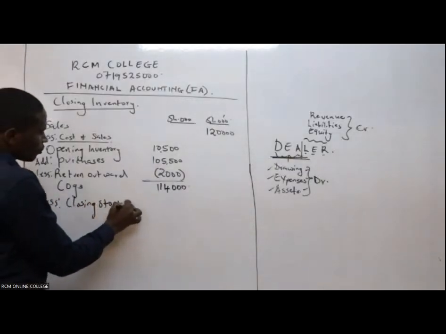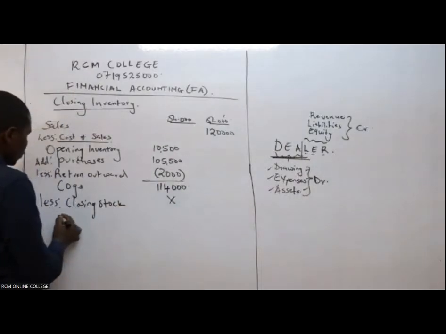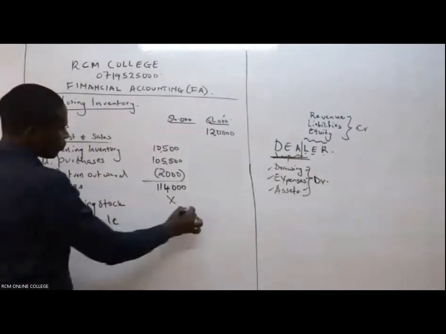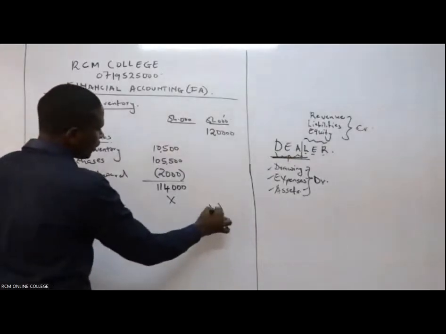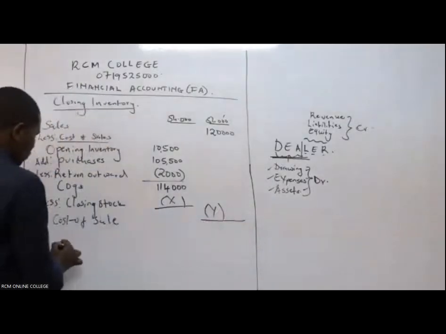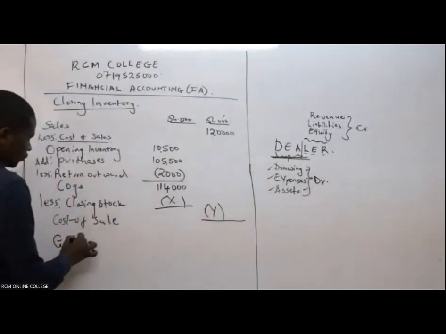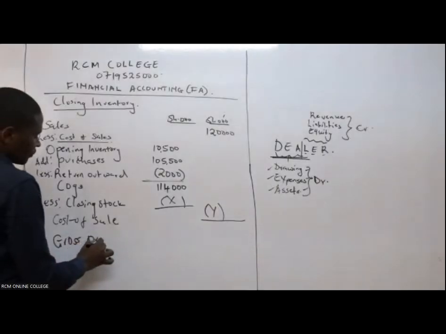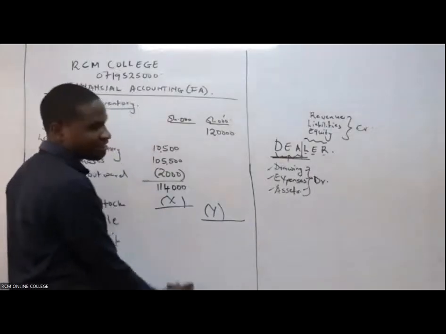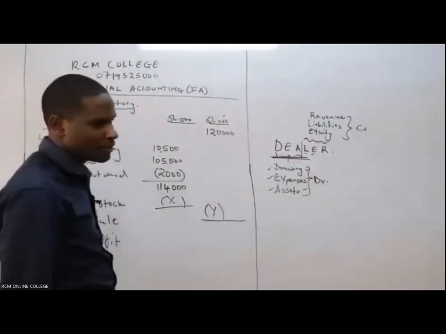Then from that, we usually raise the closing stock, so that we're able to get what? We are able to get our cost of sale. We get our closing stock so that we're able to get our cost of sale, and then we raise our cost of sale there, we get our gross profit. So we shall get our gross profit here, and it will be very nice for us.